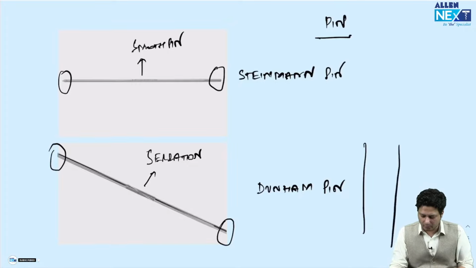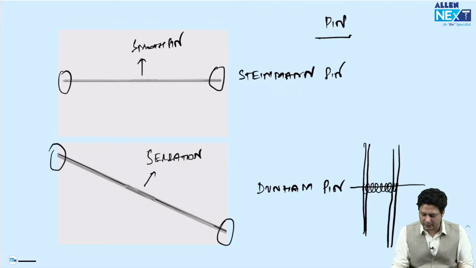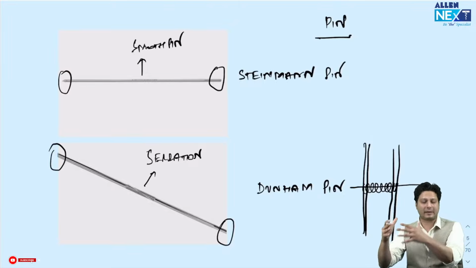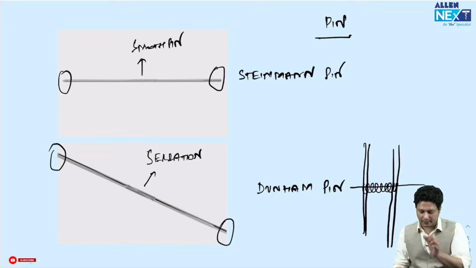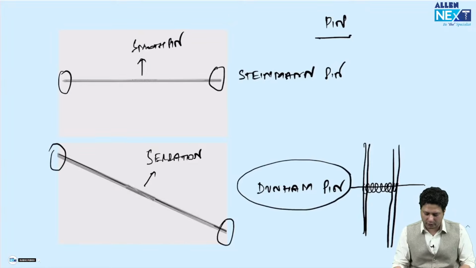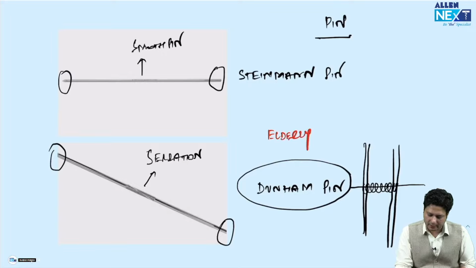Just try to understand, if this is a bone, and here you are putting the pin inside. So these are going to have the central serrations in order to have the better cortical purchase, and that better cortical purchase is required in case of elderly. So the indication for use of this Denham pin is provision of the skeletal traction in elderly or pathological bones. That means weak bones.